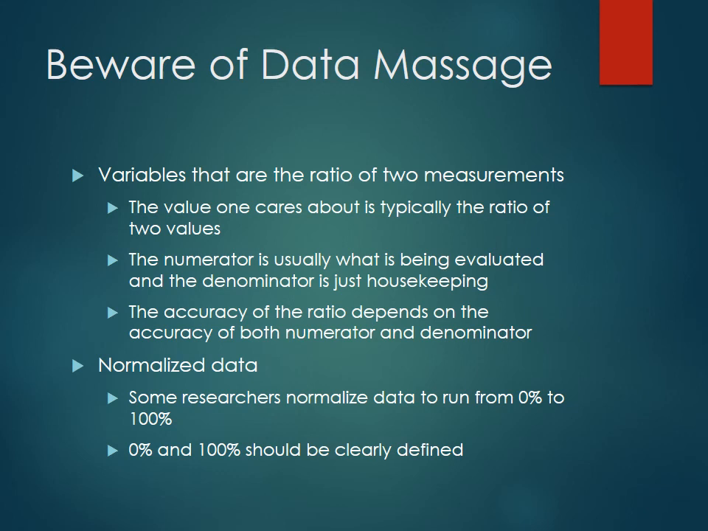And then if they're normalizing data, say running something from 0 to 100%, make sure they're being really clear about delineating what that 0 and 100% are. Otherwise, there could be room for some ambiguity, and you can make some wrong assumptions there.